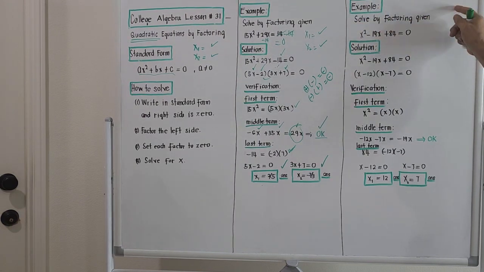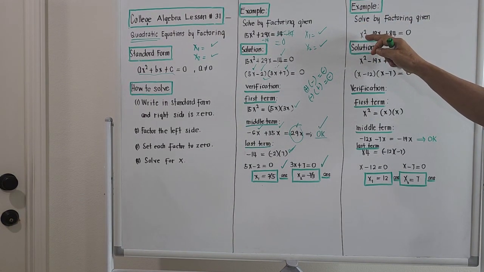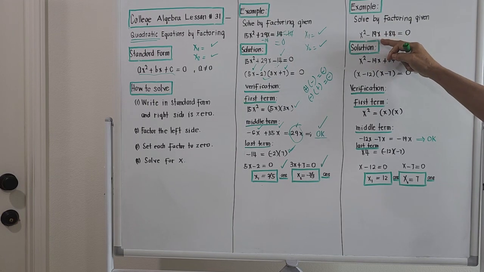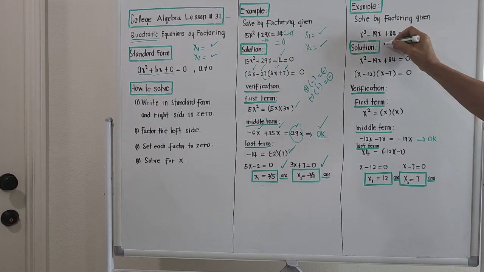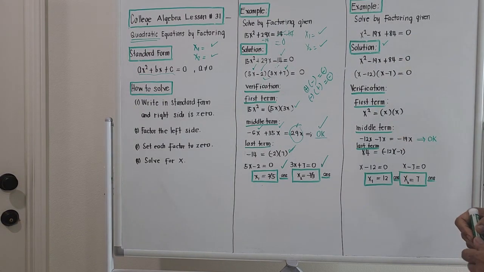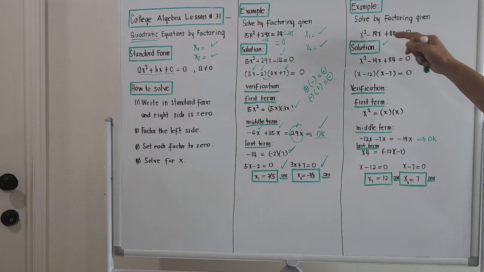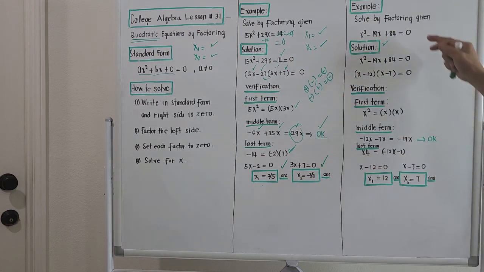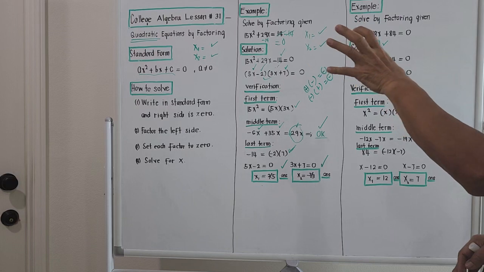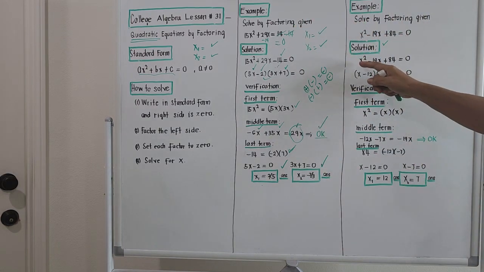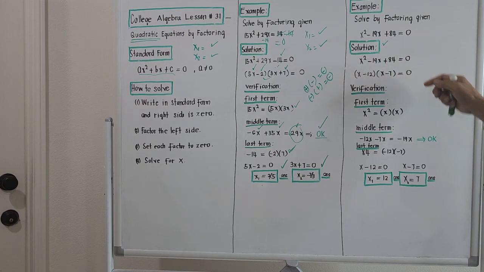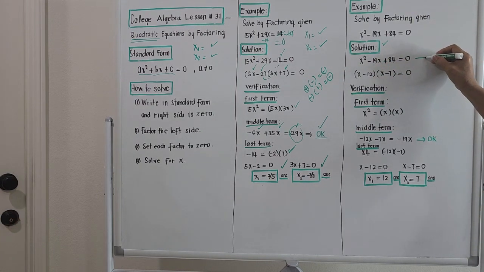Solved by factoring. We are given the quadratic equation x squared minus 19x plus 84 equal to 0. We are just lucky a little bit because the given quadratic equation is already in the so-called standard form. The right-hand side is 0 and all the terms of the algebraic expression are on the left. So x squared minus 19x plus 84 equal to 0.